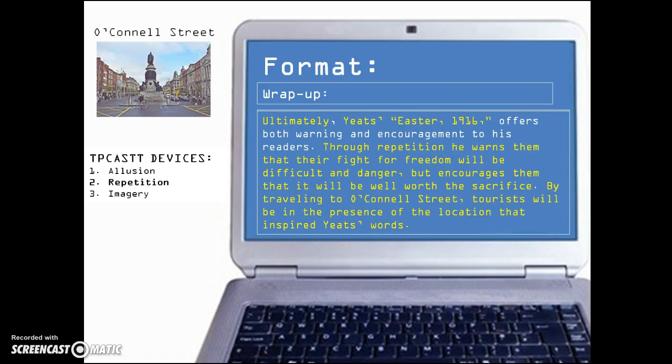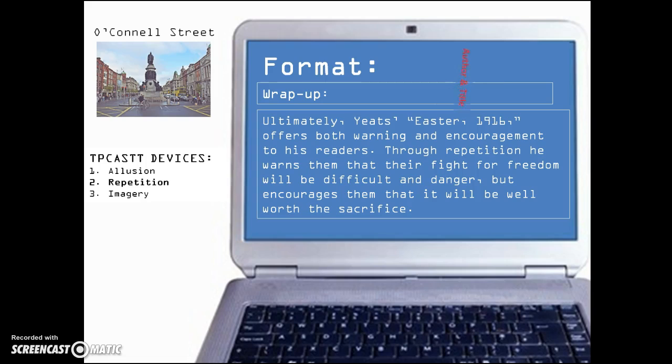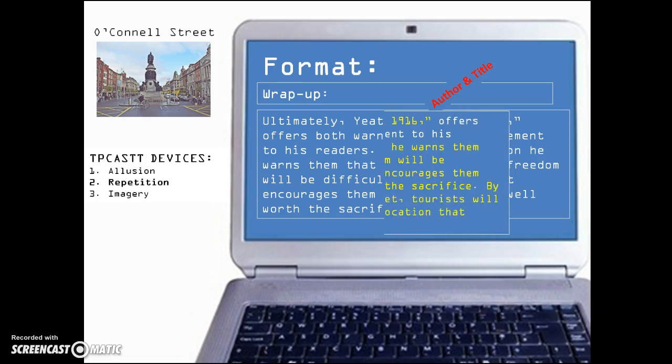So what's important about this wrap-up? The first thing is that it starts with a transition, "ultimately." You could use finally, in conclusion, in the end, most importantly, but you want to have some kind of transition that indicates that you're wrapping up your paragraph, and that you're going to essentially tell your readers what they need to leave with. Also, it includes the author and the title. So you want to make sure that you explain again who your author is and what the title of your poem is.